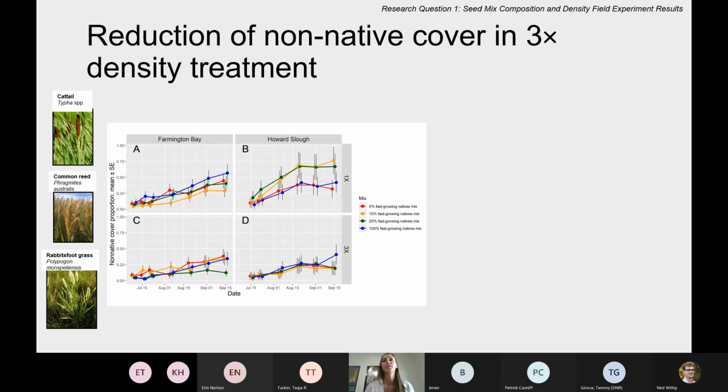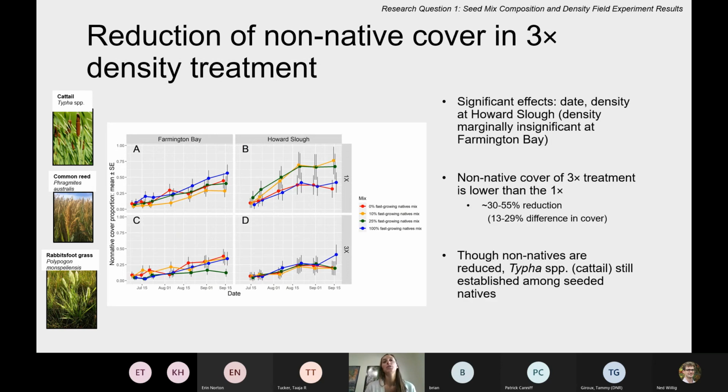All right, now I'm going to ask everyone to kind of reverse their brains here. This is the same experiment, same plots, except now I'm showing on the y-axis non-native cover, which is a summed cover category of rabbitsfoot grass, Phragmites, and also cattail, which is probably native in the system, but it's considered to be undesirable and invasive. So for our purposes here, we're just considering it as a non-native. And you can see that across time, non-native cover also increases in these plots. Though we do see in the 3x plots at both sites, we get a reduction of non-native cover at that higher native sowing density. So that's anywhere from 30 to 55% reduction in cover.